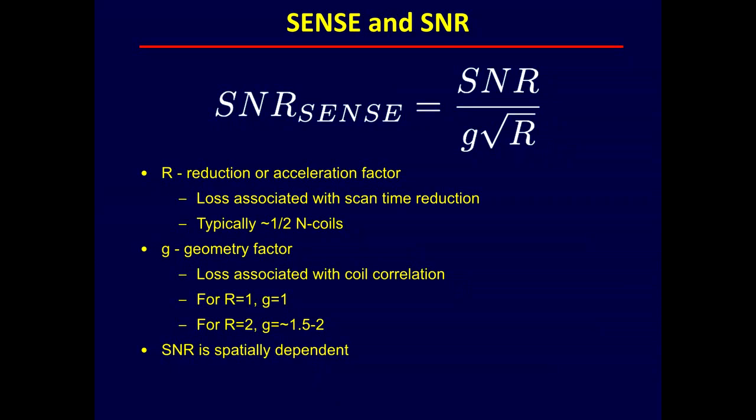But because you're doing parallel imaging, all of a sudden the G factor is dependent on location. Typically, at the spots where you're farther away from all the coil elements, the G factor tends to be higher. That means SNR in this region can be lower, okay?